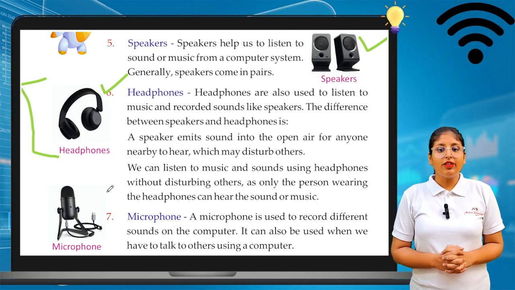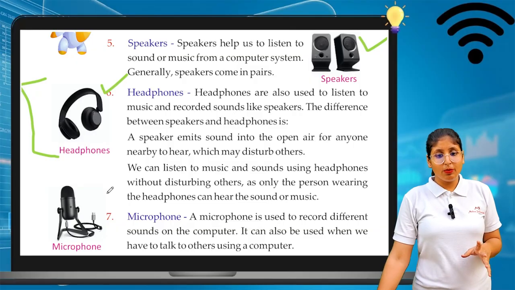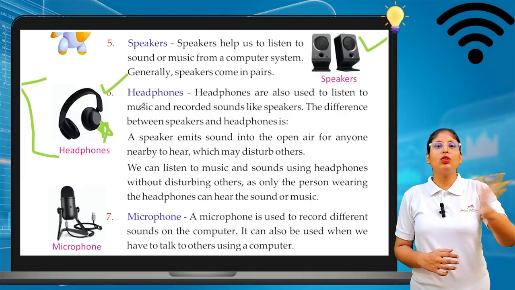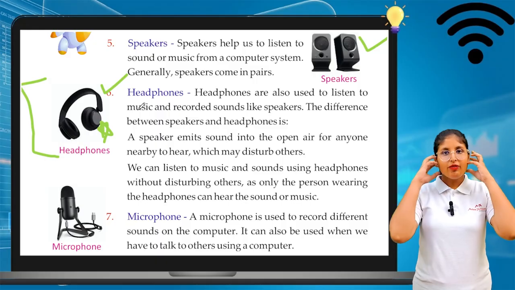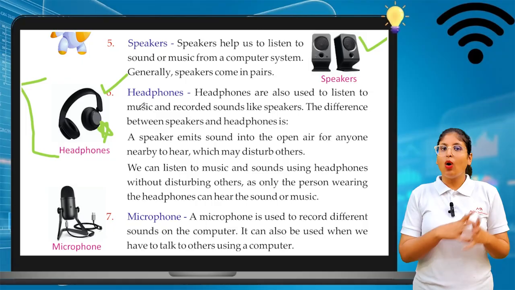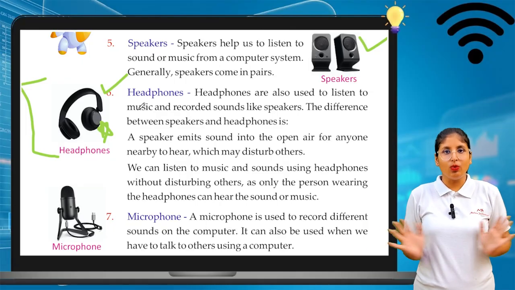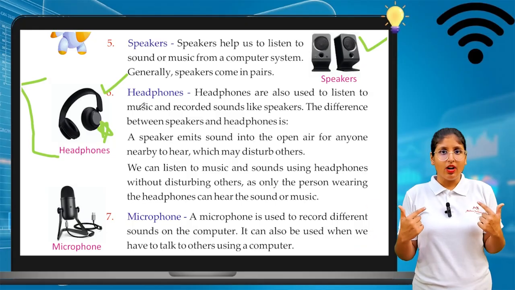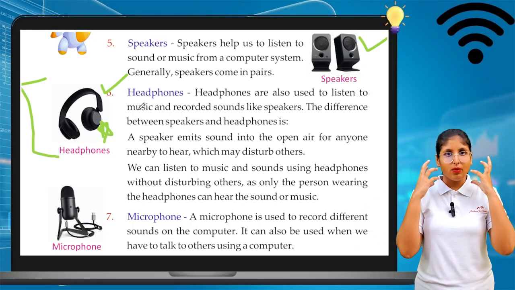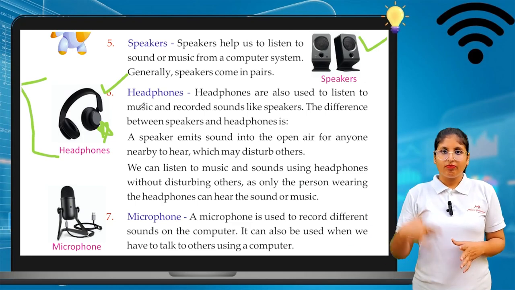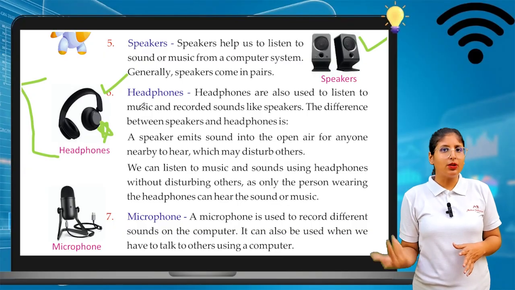The difference between the speaker and the headphone should be very clear to you. What is the difference? With the speaker, we can listen to music in a very loud voice, and everyone can hear it. But with a headphone, only the individual has the right to listen to that music. The other people around you cannot listen to the music that you are listening to.